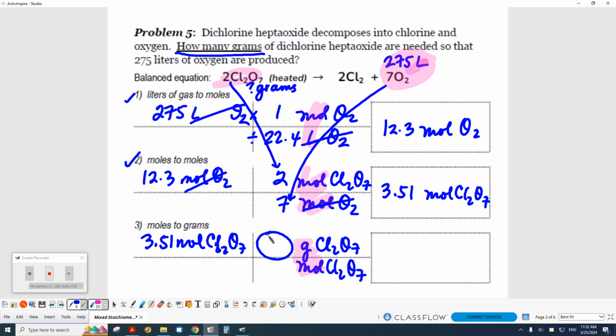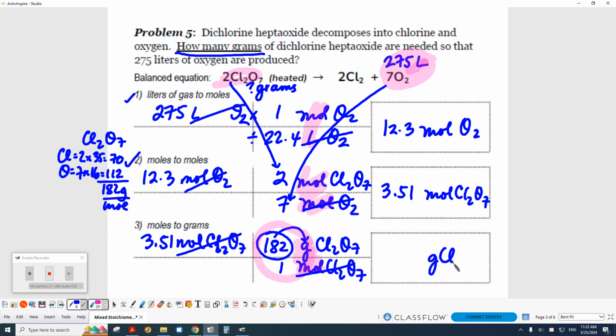And so we do the molar mass of dichlorine heptaoxide, where there are 2 chlorine units and 7 units of oxygen. We know that the molar mass of chlorine is 35 grams per mole, and the molar mass of oxygen is 16 grams per mole. This gives us 70 grams from chlorine and 112 grams from oxygen, a total of 182 grams per mole. 182 grams of dichlorine heptaoxide is 1 mole. That's the molar mass after all, which allows us to convert from moles, which we cancel out, to grams. And you would take 3.51 multiplied by 182 divided by 1, giving us 639 grams of Cl2O7 needed.